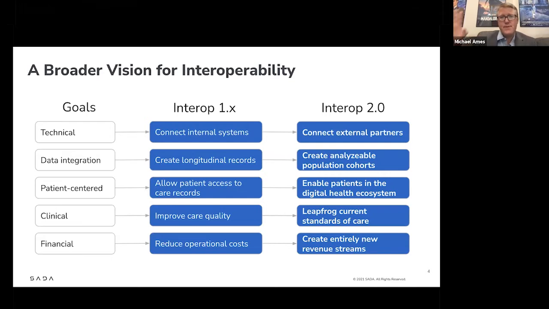This is a big, bold new vision when looked at all together, but in fact, it's entirely achievable today. Amy's going to talk a little bit more about what we're trying to accomplish as we seek to pursue Interop 2.0, and then I'm going to talk just a little bit at the end about how we go about actually doing it. With that, I'll turn this over to Amy.